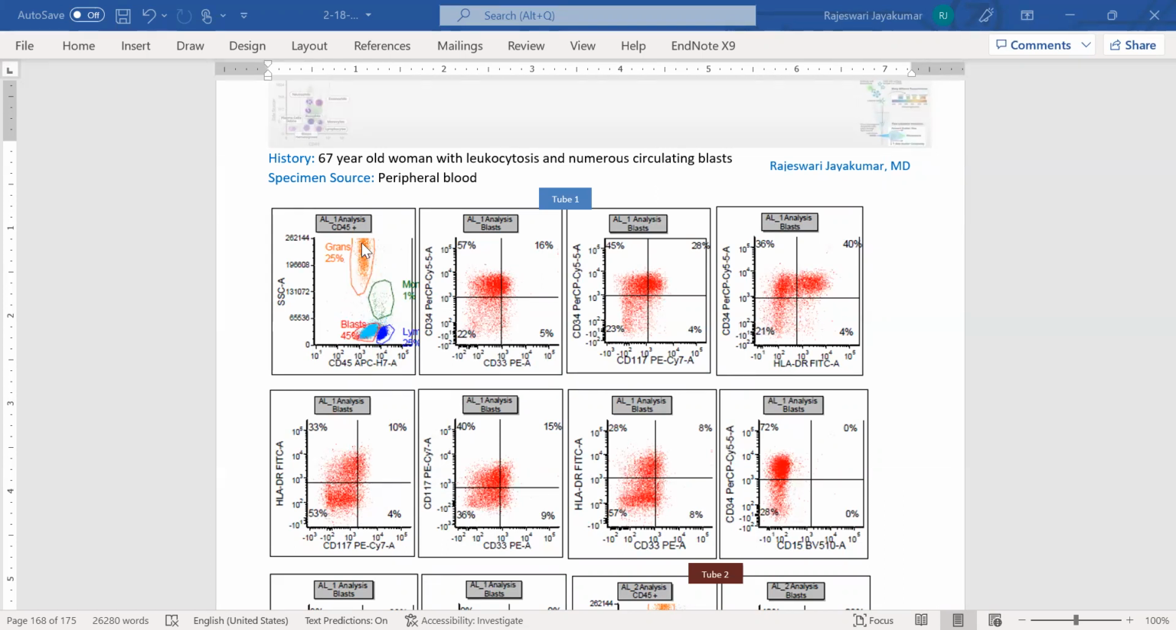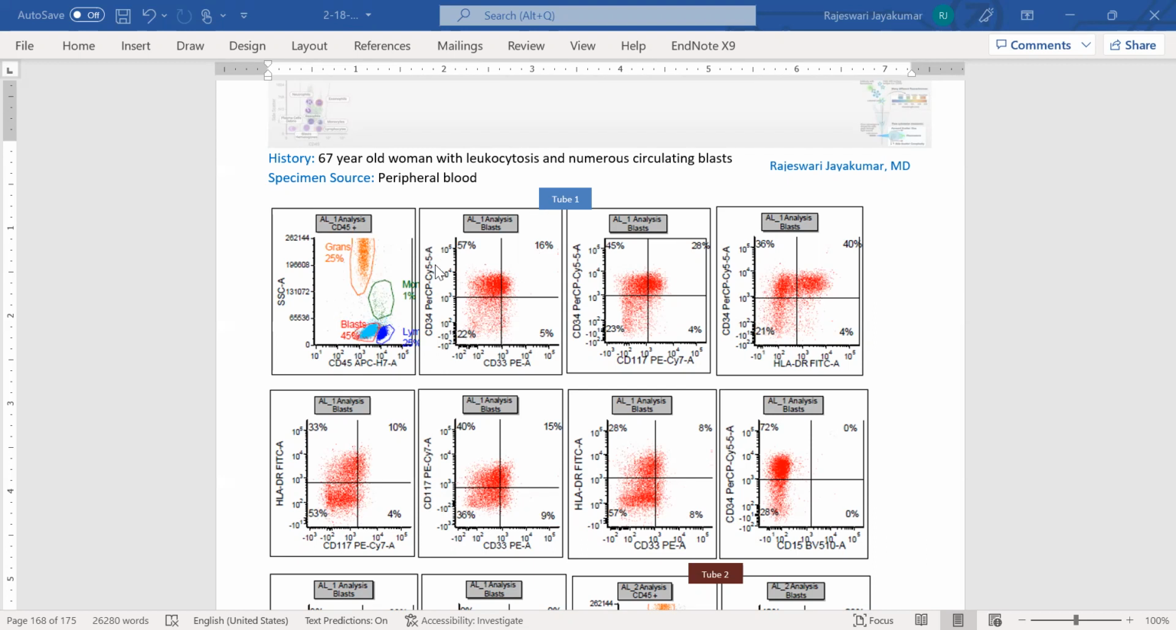And in the granulocytes gate, we have 25% of cells which have very high side scatter due to their granularity in the cytoplasm. And these have dimmer CD45 than lymphocytes and monocytes. We have a big chunk of cells, 45% of all cells analyzed, in the blast gate. And this blast gate is indicated by a dim CD45 expression and low side scatter. Now let's follow through the blasts, which are painted red in the subsequent plots, and see what they express.